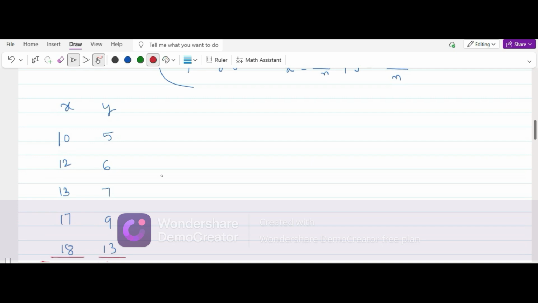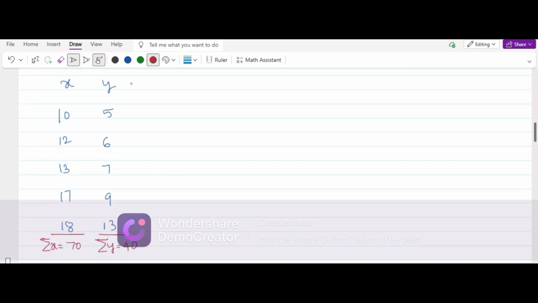Right? Now let us calculate capital X. What is capital X here? Which is x minus x bar, and x bar is 14. So 10 minus 14 is minus 4. 12 minus 14 is minus 2. 13 minus 14 is minus 1. 17 minus 14 is 3. 18 minus 14 is 4.